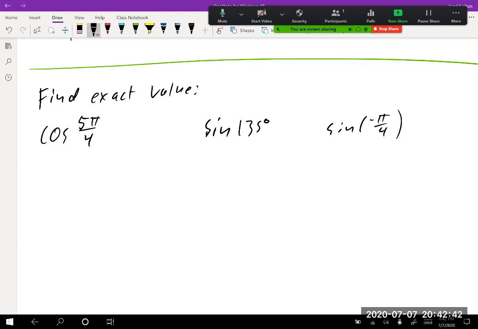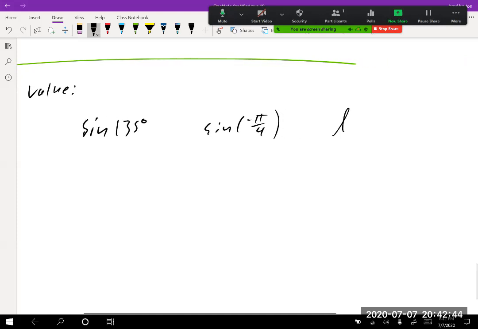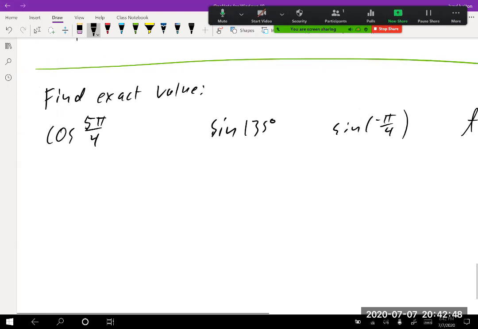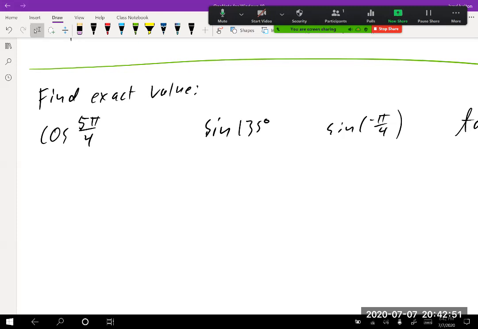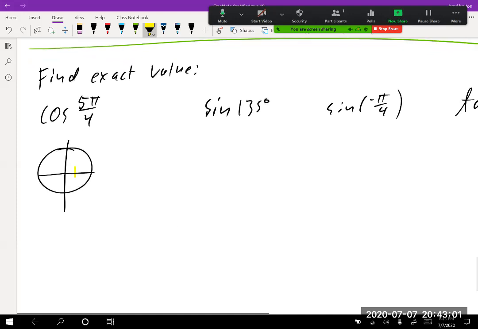I could ask you to do any of these. I'll even throw in a tangent. Tangent of 315. And basically what I would recommend is always just drawing a little quick unit circle and finding out where you are. So 5 pi fourths, that's a little bit past 4 pi fourths, right? Because 4 pi fourths is pi. So here is pi, and now I want to go one more fourth, another pi fourth, so that'd be right there. So I'm right here.